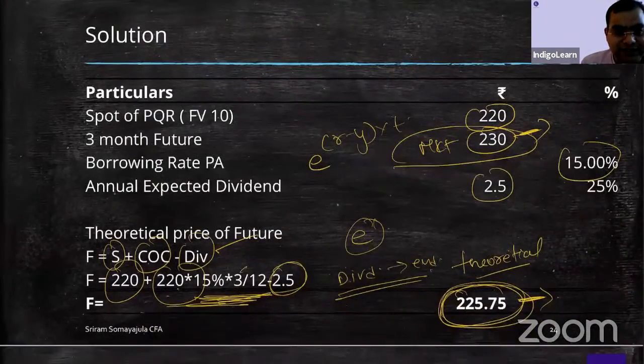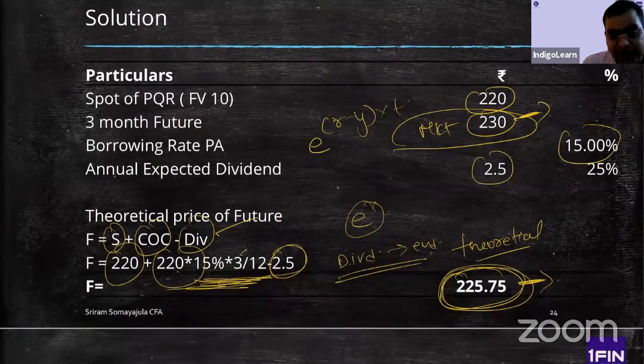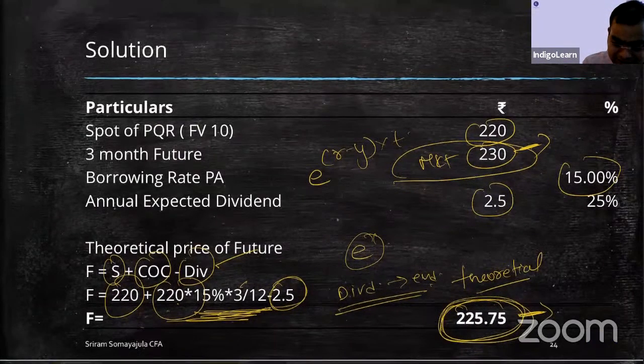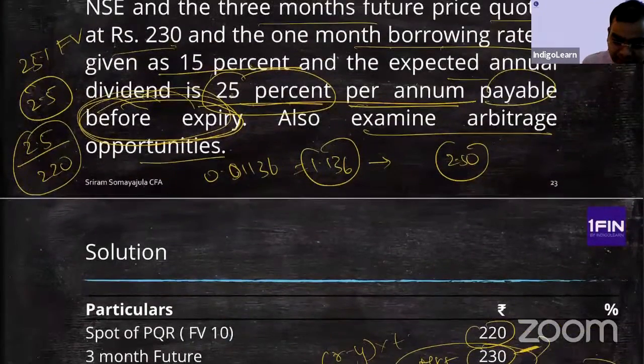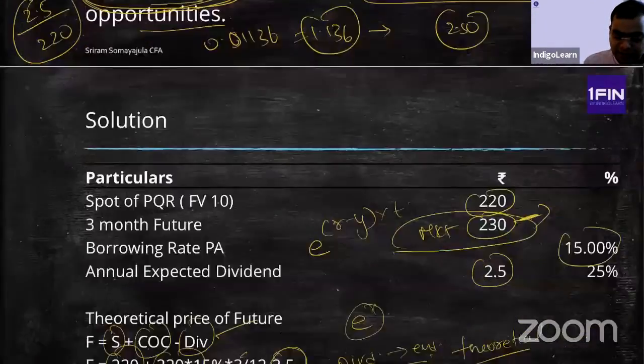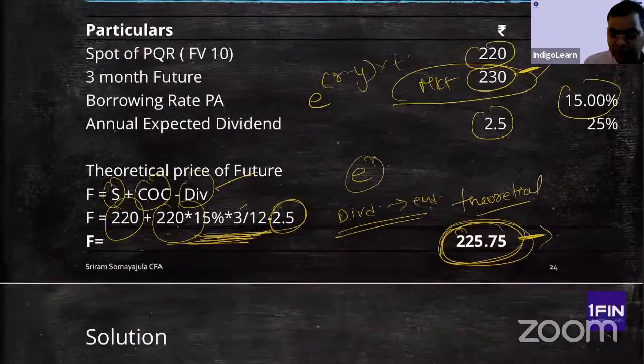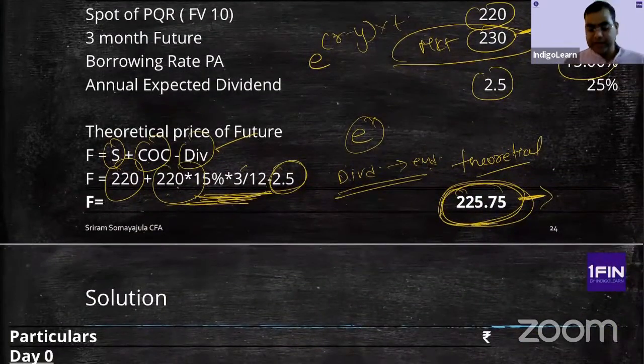You asked why we are not taking the dividend of 3 months only, that is 2.5 into 3 by 12 or something. That does not apply because they themselves have said 25% per annum payable before expiry. So it is definitely going to be paid in the next 3 months, which is why you are subtracting the dividend value. You got this 225.75.